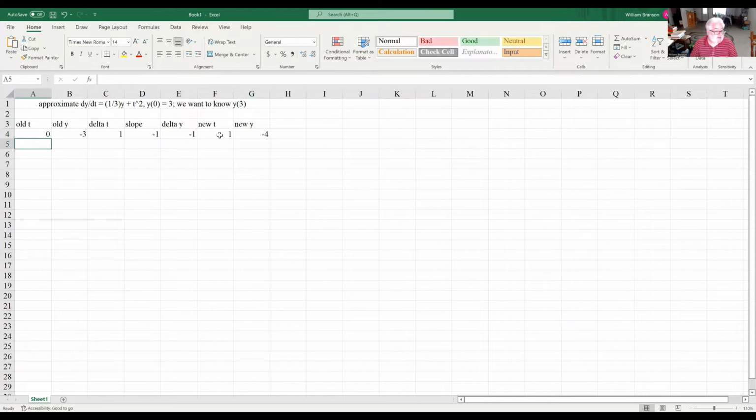Great. And I want to carry those over, so let's say old t is equal to new t, and that was just a left click there, and I want old y equal to new y. And then I want to repeat the same calculations I did, but instead of 0 and minus 3, I want to do it with 1 and minus 4.